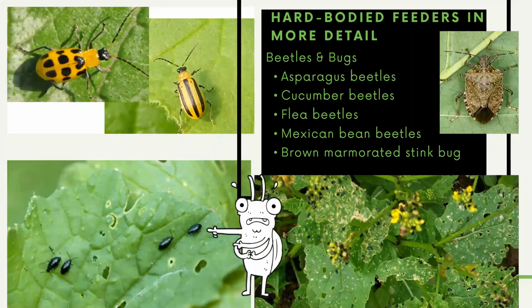Okay, so hard-bodied feeders in more detail, beetles and bugs. We're going to go into these a little bit. So some things that you may see in your garden are asparagus beetles, which we already talked about. We talked about the larva mostly. Cucumber beetles, which are the pictures on the left. Now you notice that they're the same color, but their patterns are different. So you may have either one of these, or you may have both. I've seen both in some years. So there's the spotted cucumber beetle and the striped cucumber beetle.